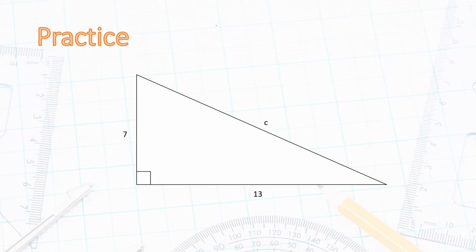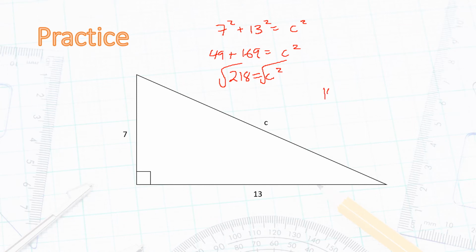All right, so we've got the hypotenuse missing again, so it's going to be 7 squared plus 13 squared is equal to c squared. 49 plus 169 is equal to c squared. 49 plus 169 is 218, which is not a square number, so we're going to square root both sides. And we get 14.764, so 14.765 is equal to c.